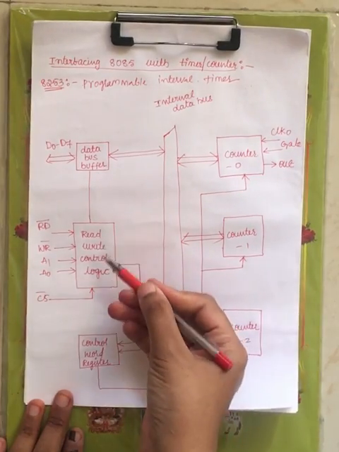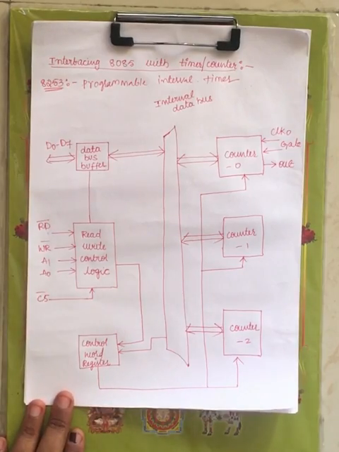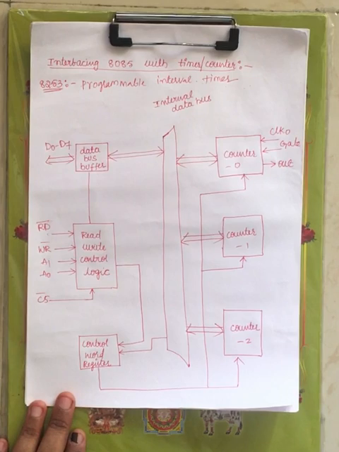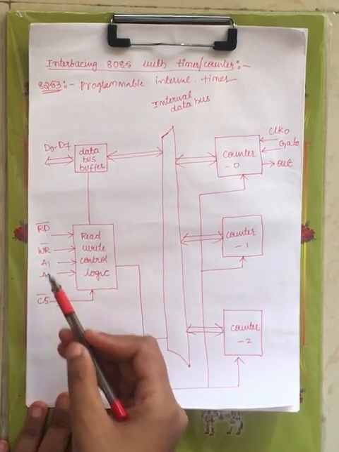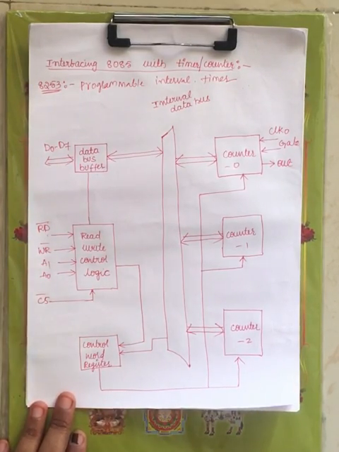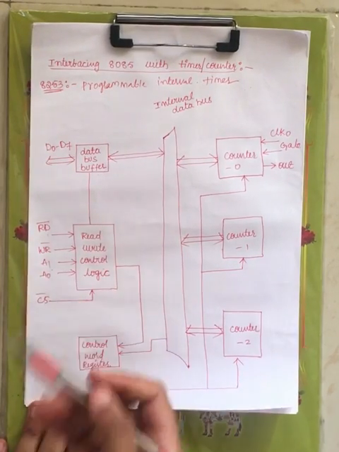Now coming to the read/write control logic. Here you have the read signal, which is an active low signal since you have a bar over the read. It is used to read the data. Next we have the write signal for writing the data, and this is also an active low signal because you have a bar over it. And next we have the address lines A1, A0.